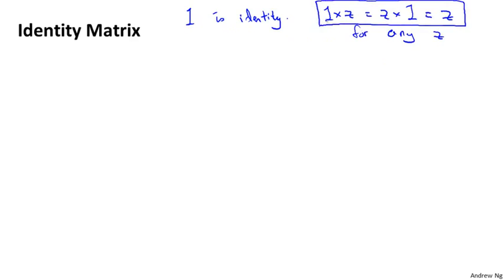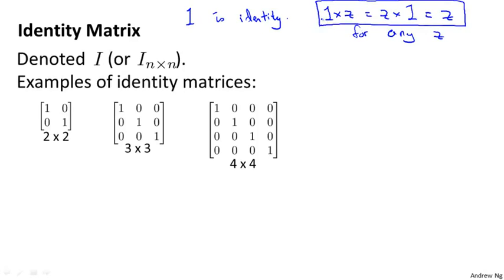It turns out that in the space of matrices, there's an identity matrix as well, and it is usually denoted I, or sometimes we write it as I of n by n if we want to make explicit the dimension. So I subscript n by n is the n by n identity matrix. And so there's a different identity matrix for each dimension n. And here are a few examples. Here's the 2 by 2 identity matrix. Here's the 3 by 3 identity matrix. Here's the 4 by 4 identity matrix.